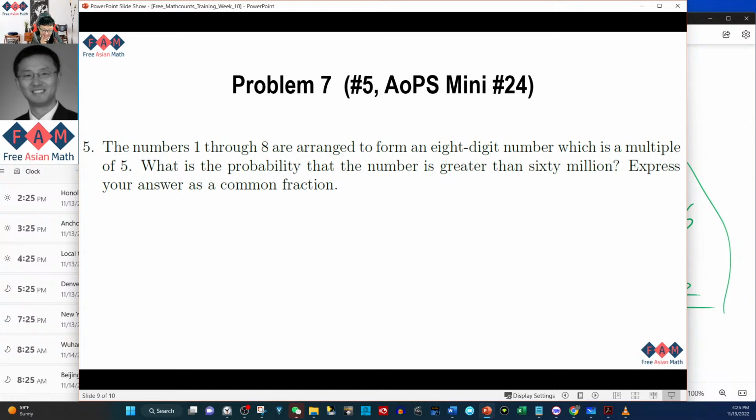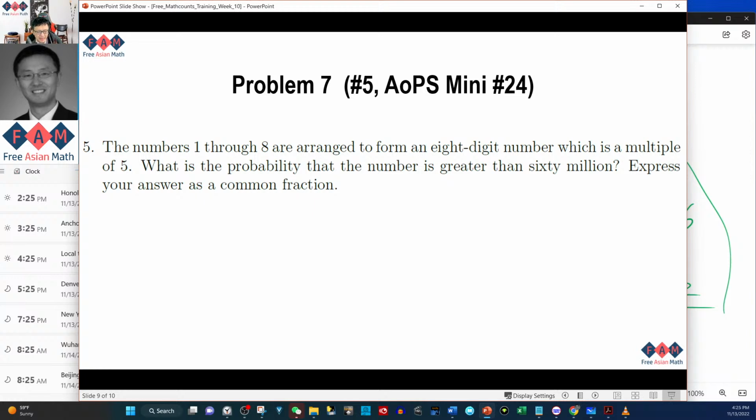Number 1 through 8 are arranged. The problem didn't say randomly, but you should assume that's the case. So the wording is a little bit off. To be a good problem, it should say arrange randomly to form an 8-digit number. But it also tells you which is a multiple of 5. So although it's random, this is actually a conditional probability, which already determined that this is a multiple of 5.